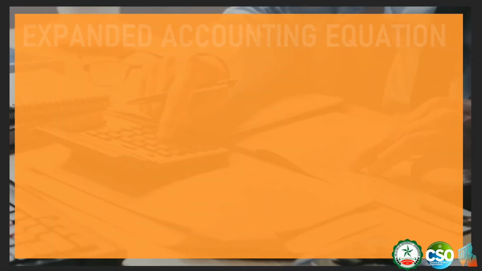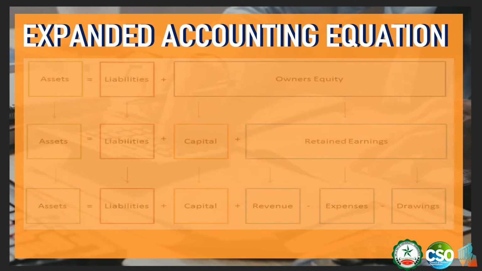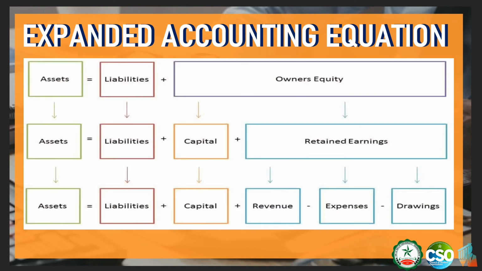So, as we expand our knowledge, let's also expand our basic accounting equation by adding capital, retained earnings, revenue, expenses, and drawings in the story. These accounts make up the owner's equity. When we say retained earnings, it is the difference between revenue and the sum of expenses and drawings. As a result, our basic ALE accounting equation shall become assets equals liabilities plus capital plus revenue minus expenses minus drawings.